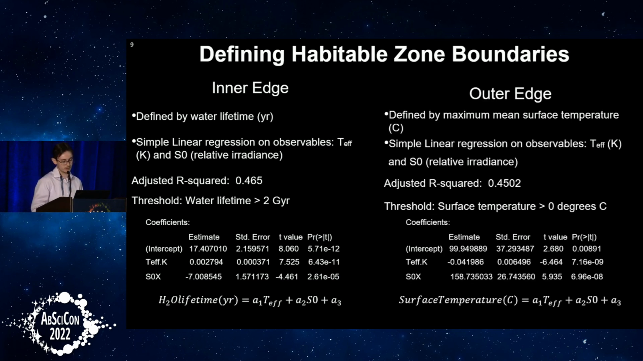And so for the outer edge, we define that using the maximum mean surface temperature. So basically looking for an area on the planet akin to Death Valley where liquid water could still exist. And again, we did regression on the effective temperature and the relative irradiance, and made our threshold for surface temperature 0 degrees Celsius.